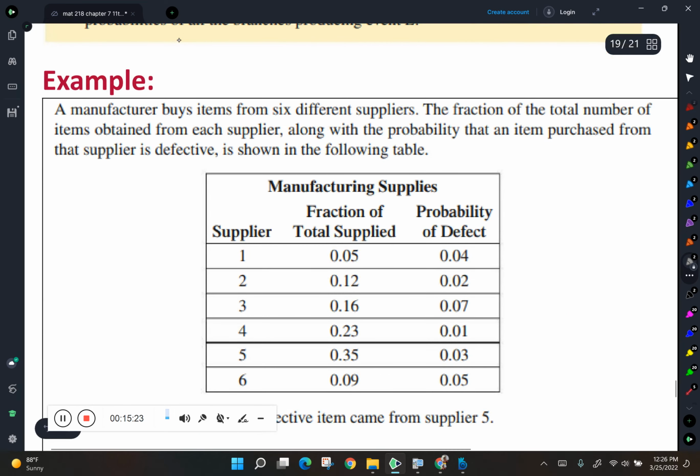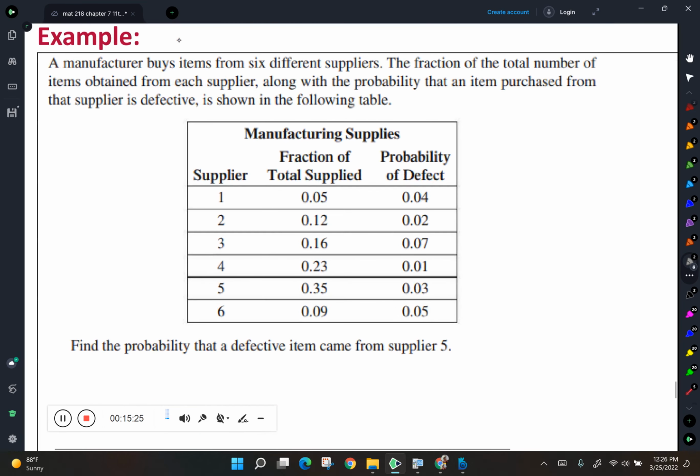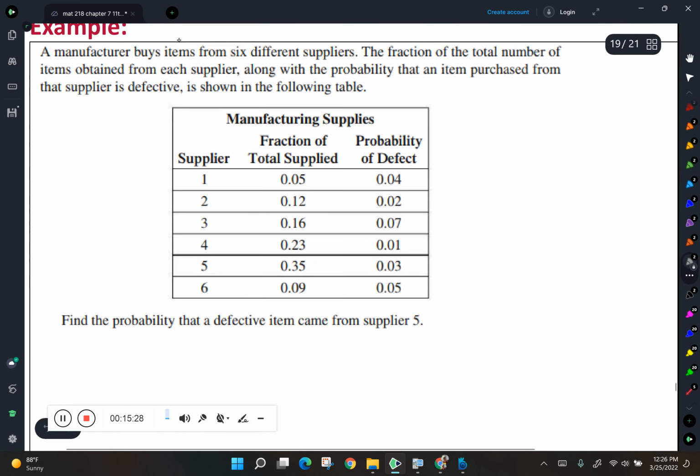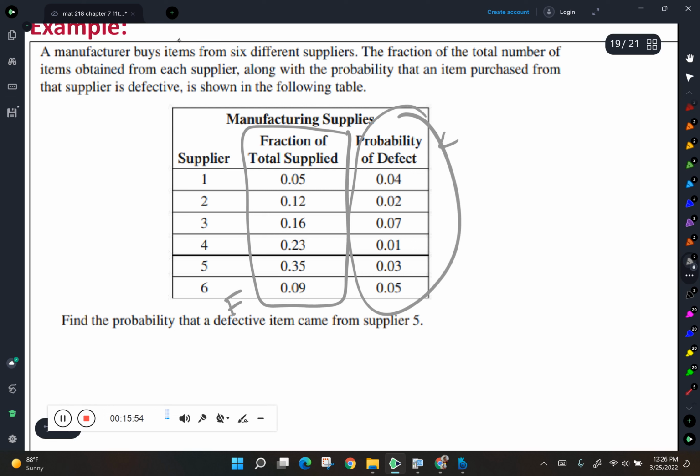Let's take a look at an example here. A manufacturer buys from 6 different suppliers. The fraction of the total number of items obtained from each supplier, along with the probability that an item purchased from that supplier is defective, is shown in the following table. Find the probability that a defective item came from supplier 5. So do you see how this is going to represent those F's? And then this is going to be the E in that Bayes' theorem formula.